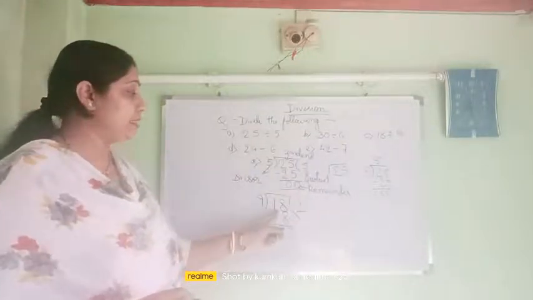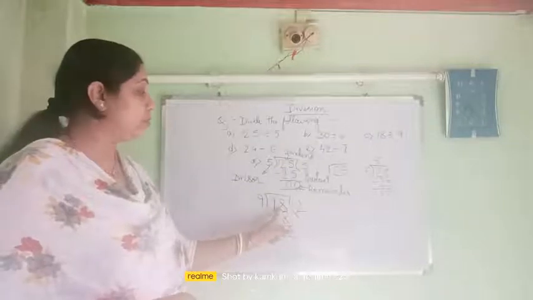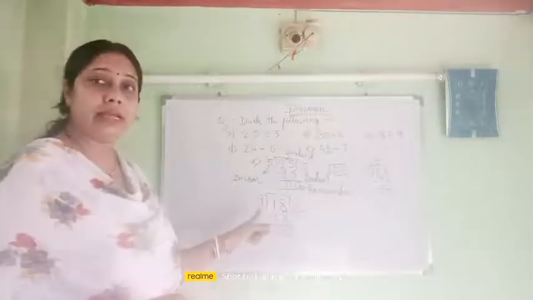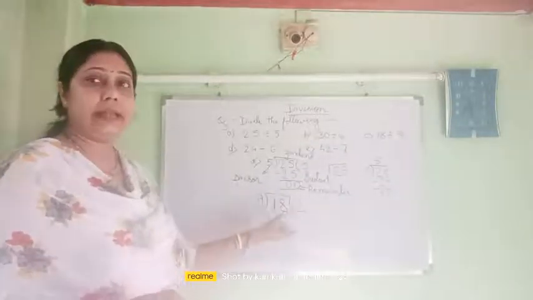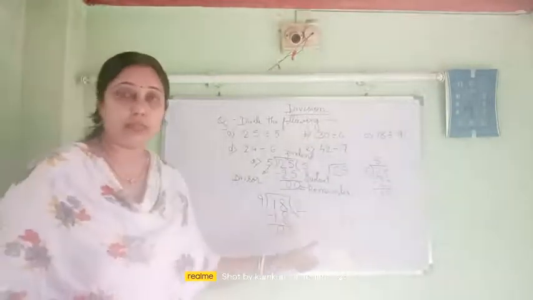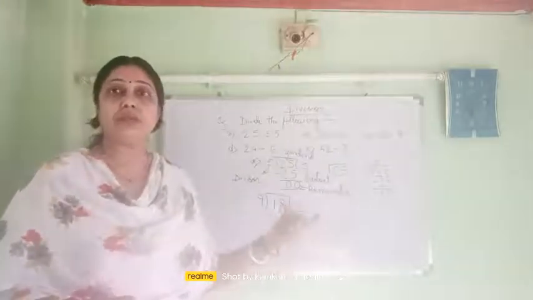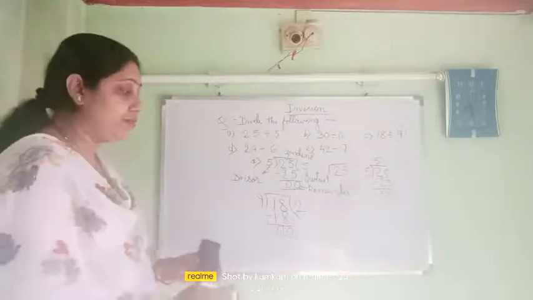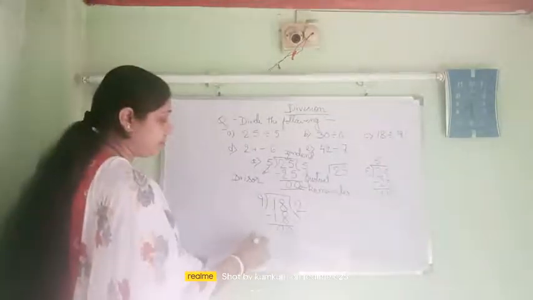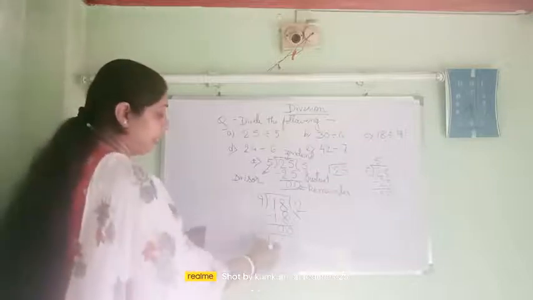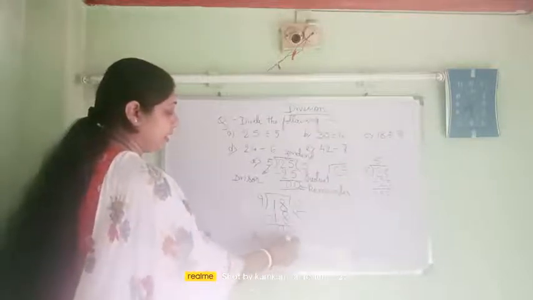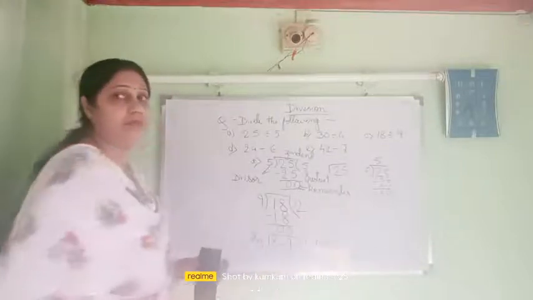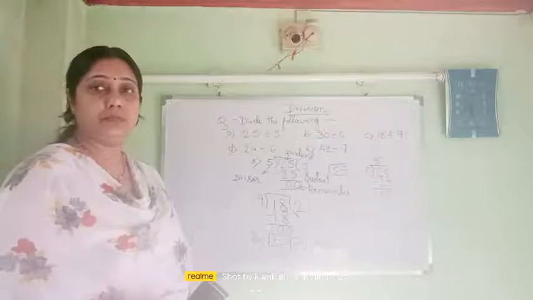Here 18 is the greater number, known as the dividend. We are dividing 18 by 9, so 9 is the divisor and 2 came as the result. So 2 is the answer of this division, known as the quotient, and the remainder is 0. Below you have to copy down the question: 18 divided by 9 equal to 2 and remainder equal to 0.